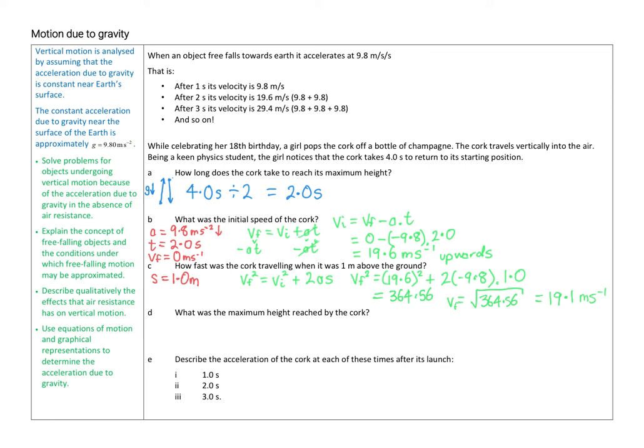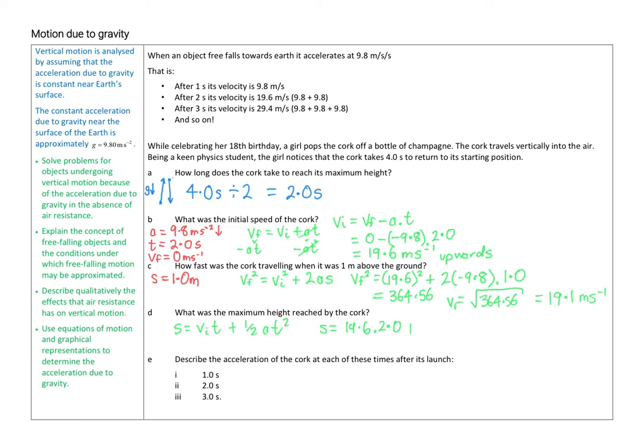What was the maximum height reached by the cork? Then we need to use the formula S equals VIT, this is our displacement one, plus a half AT squared. Substitute in the numbers there, S equals VI, which is 19.6, times by time, which is maximum height, so we only want on the way up, so that's 2 seconds.